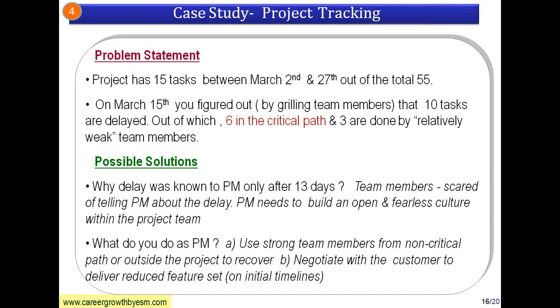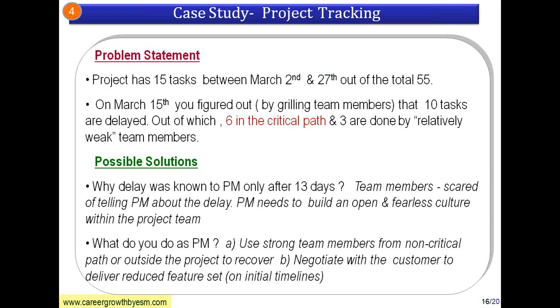The second possible solution is, what do you do as a PM? Use strong team members from non-critical path. You have some strong team members outside the critical path. Use those team members and bring them to the critical path to recover from the situation. The last option is to negotiate with the customer to deliver a reduced feature set.